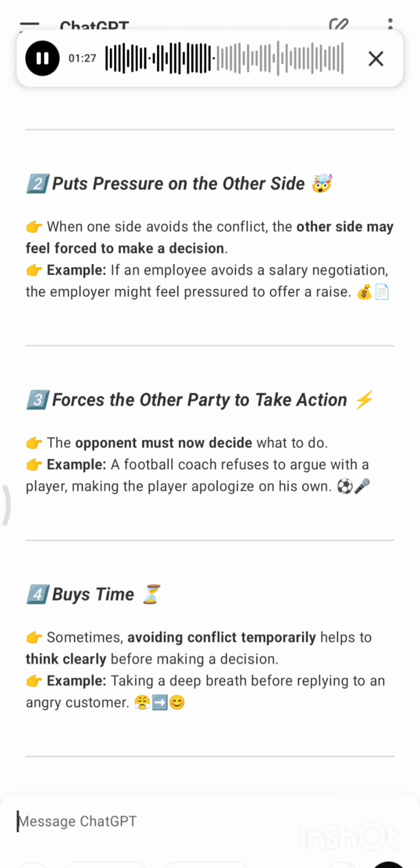4. Buys time. Sometimes, avoiding conflict temporarily helps to think clearly before making a decision. Example: taking a deep breath before replying to an angry customer.